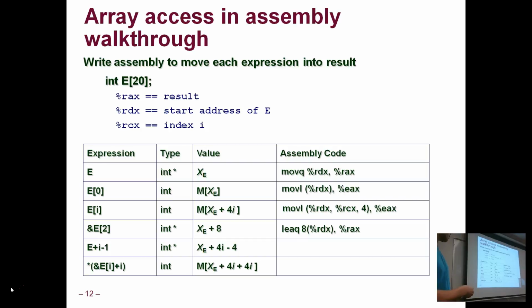This will give you an integer pointer, and it's 4 times I minus 1. So this is 4I minus 4. Given this, what is that command over there? Load effective address minus 4. I don't know the rest, RDX, RCX, comma 4. All right, you guys got it.